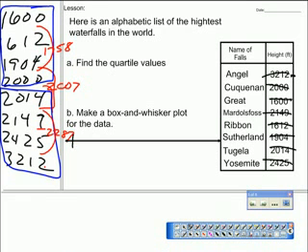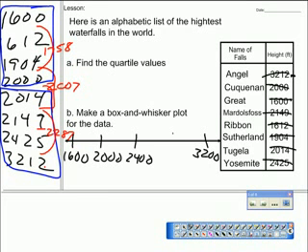Now, as I look at this, my smallest number is 1600. My largest number is 3212. So my number line is going to range from 1600 to 3200. Now, I can go up by 200 if I want. I can go up by 500. 1,000 might be a little steep, but you get to pick on your number line. I'm going to go up by 400 because both 16 and 32 are divisible by 4. So 1600, 2000, 2400, 2800, and then 3200. Does somebody have a question for me?